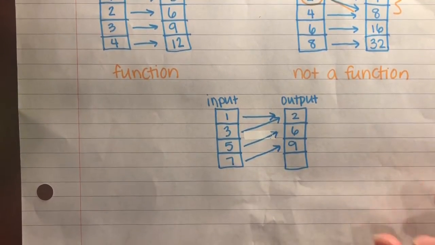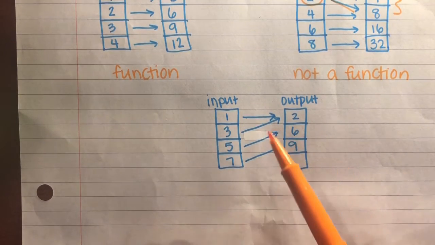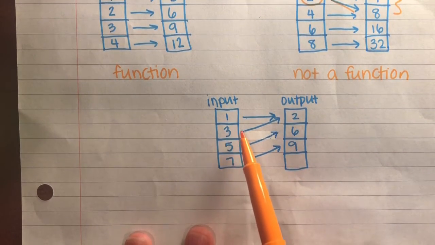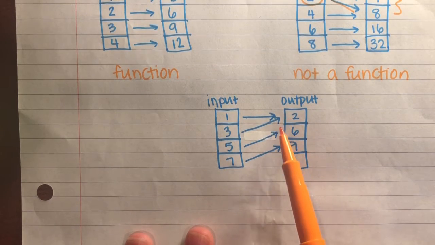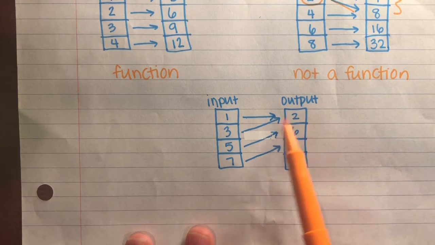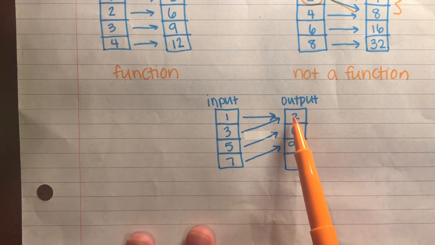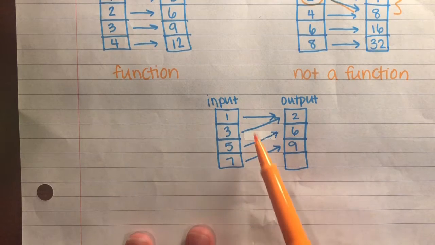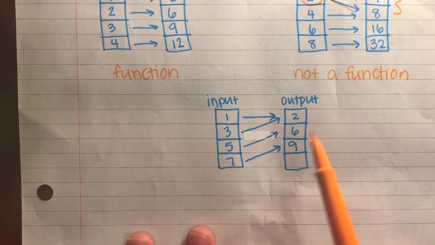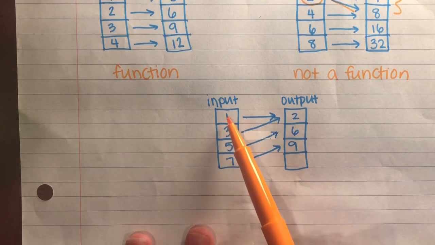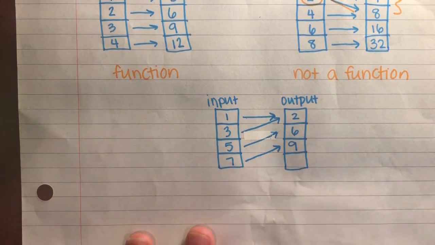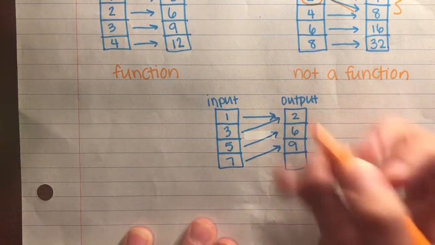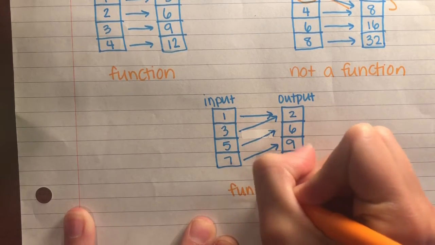Okay, and in this last example, it looks a little bit different. So notice here, our inputs 1 and 3 both create an output of 2. Now this is okay. It's okay for multiple inputs to have the same output. We just want to make sure that for every input there's exactly one output, and that is the case here. 1 only creates 2, 3 only creates 2, 5 only creates 6, and 7 only creates 9. So for every input there's exactly one output here. So that means that this is a function.